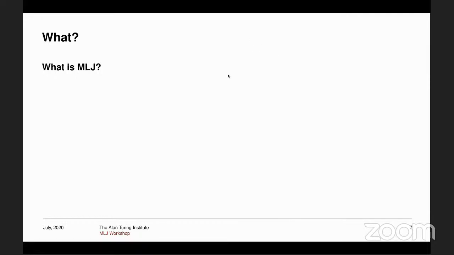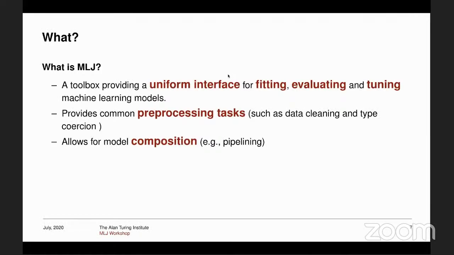Okay, so the next question I'm going to answer is, what is MLJ? MLJ is a toolbox for interacting with lots of different machine learning models. These could be provided by packages in Julia, but we also interface packages in other languages, in particular the scikit-learn models. A lot of those are interfaced into MLJ. And then once you have your hands on those models, you can train them, you can evaluate their performance, and then you can tune their hyperparameters. MLJ also provides common preprocessing tasks such as data cleaning and type coercion, and it allows you to combine your models. So that's an important part of this toolbox. For example, you probably have experience using pipelining from other platforms, and we'll talk more about that later.